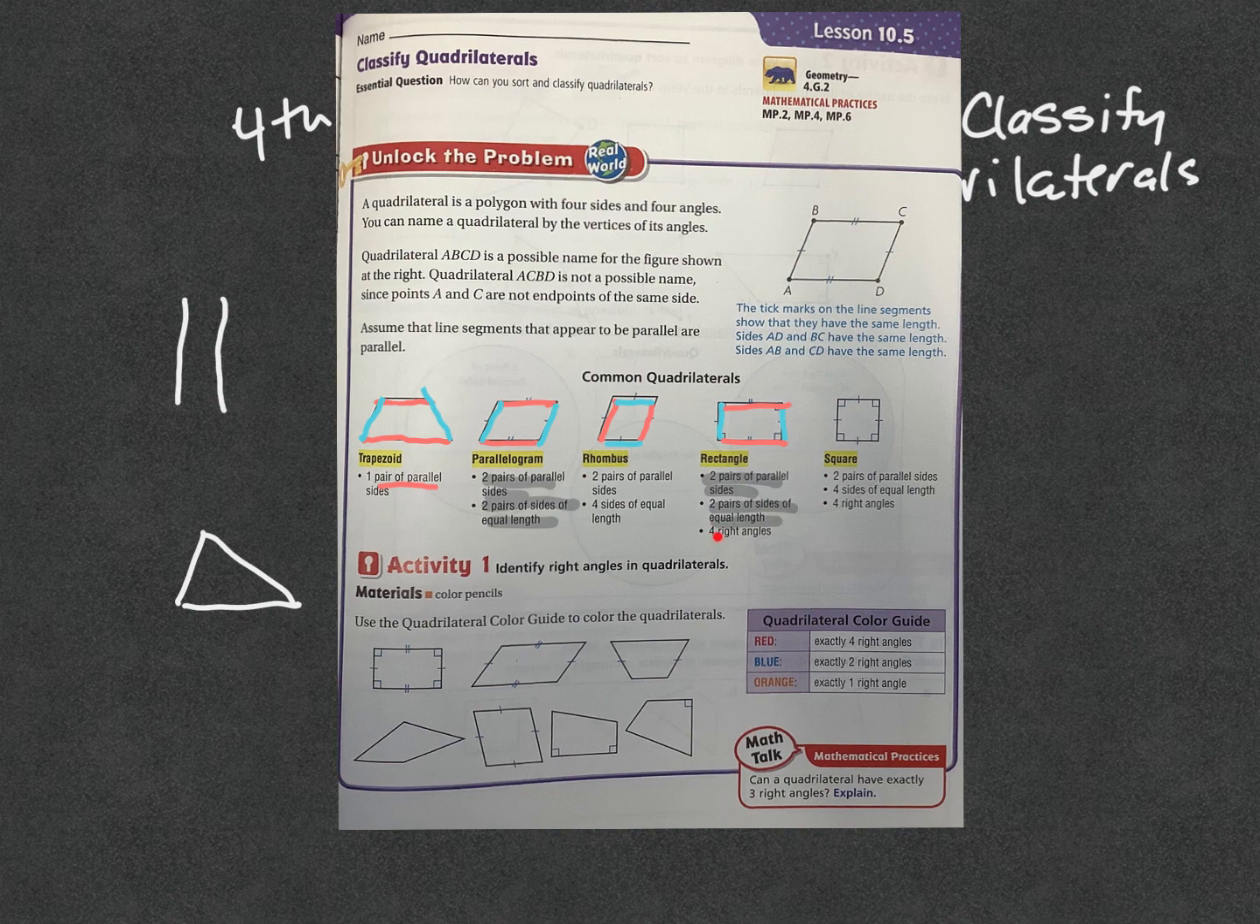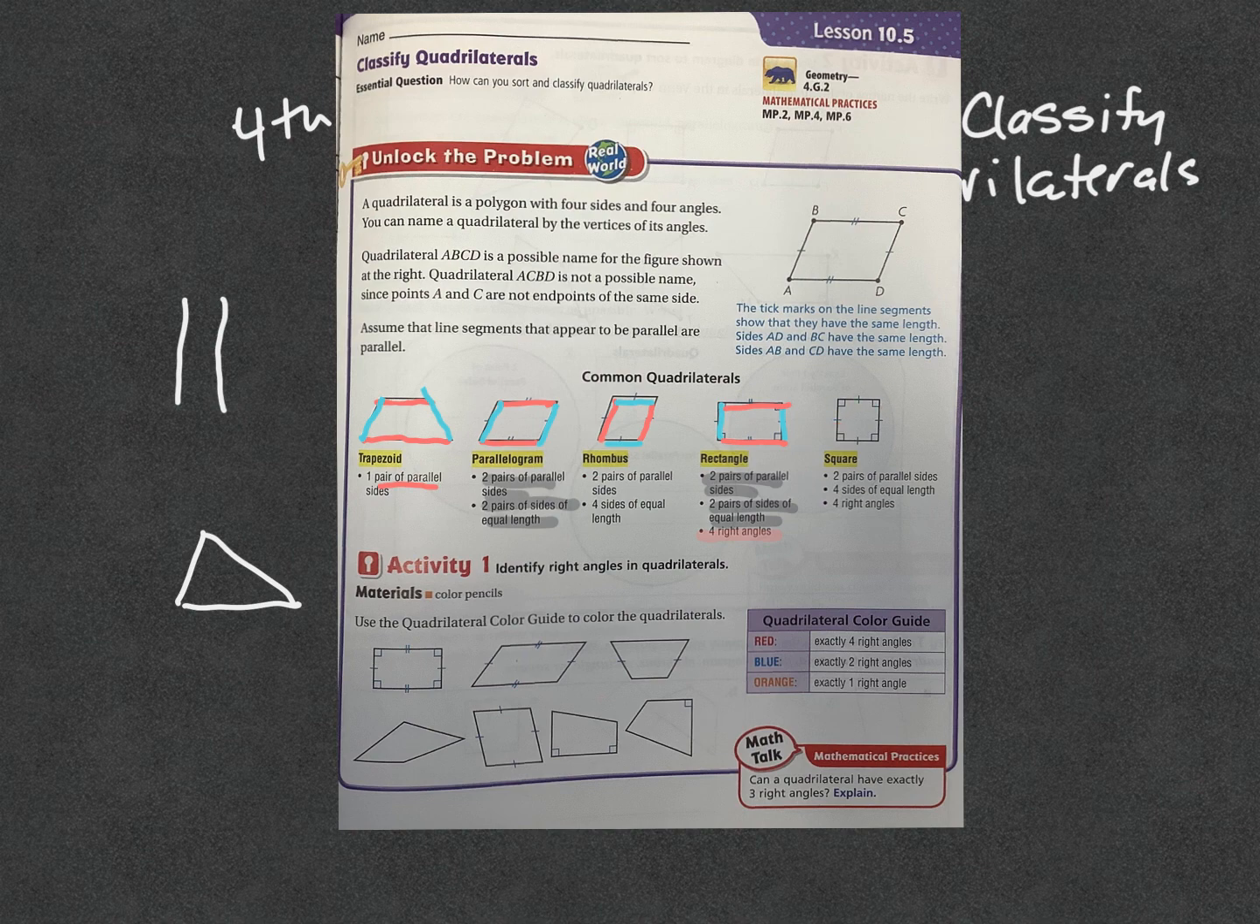Here's where they differ. A rectangle has 4 right angles. Right angle, right angle, right angle, right angle. Where a parallelogram does not. That's acute, that's obtuse. That's acute, that's obtuse. So there's the difference between them. They're almost the same thing with the exception of that part.